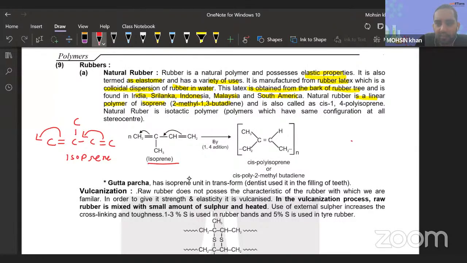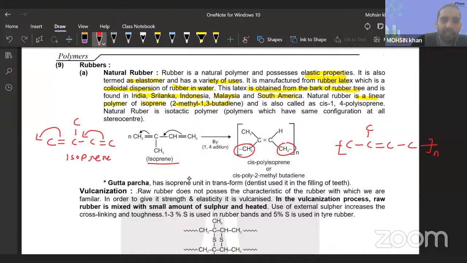So basically, we will get carbon, double bond carbon, bond carbon. And on second carbon, we are having methyl. So in this manner, we get polymer. Now, it can have a cis or trans structure. So these two units, CH2 and CH2, are at the same side. So that's why it is known as cis. Cis polyisoprene.